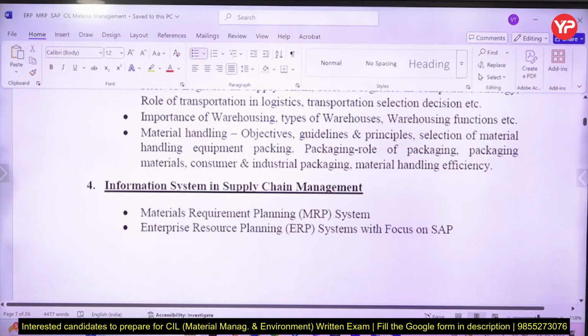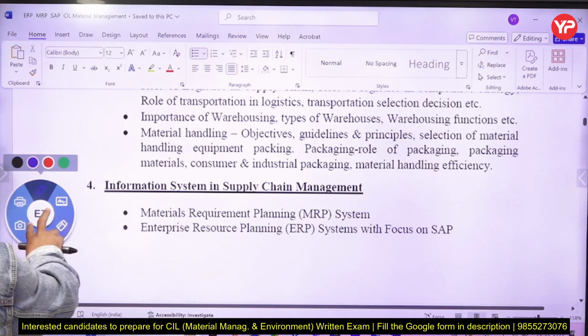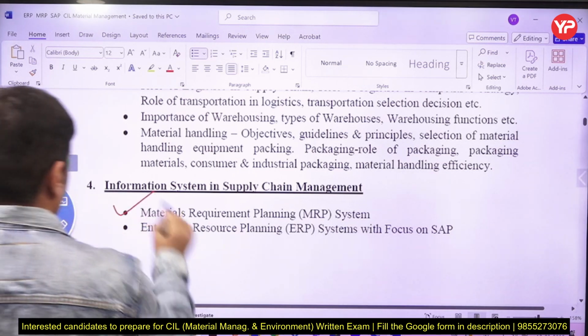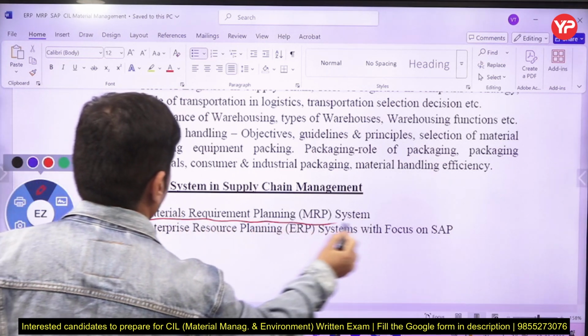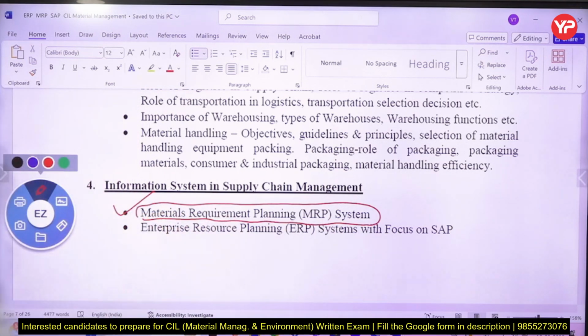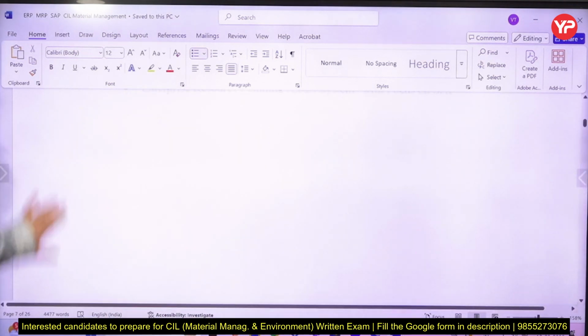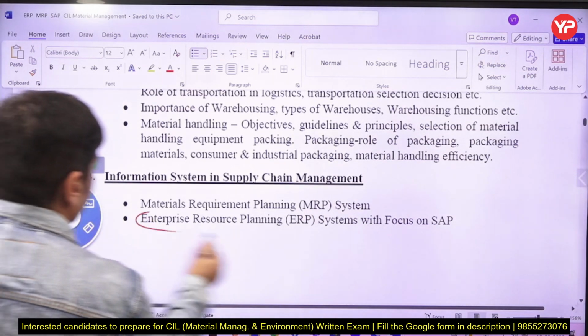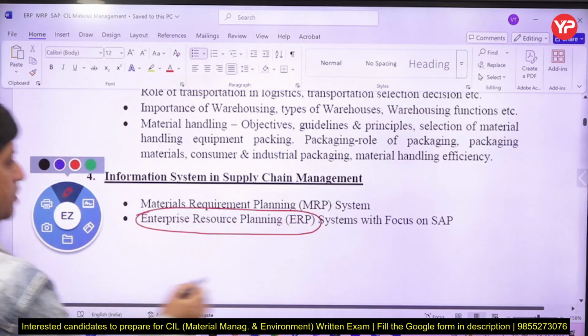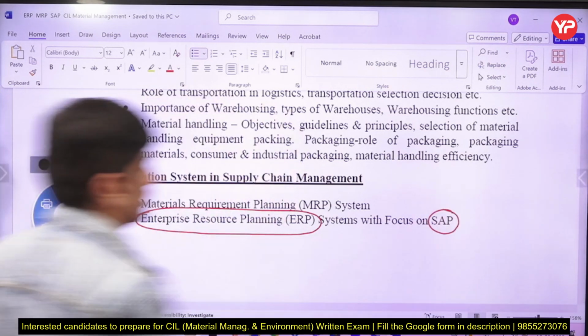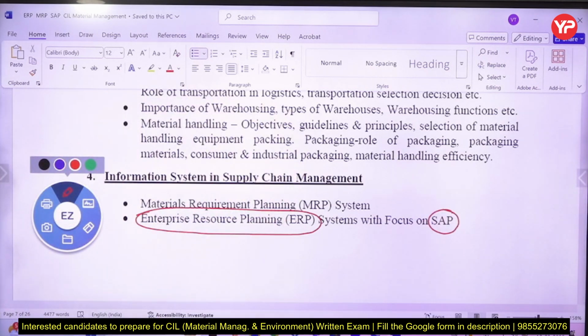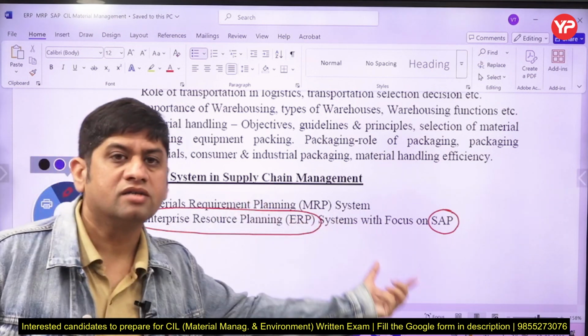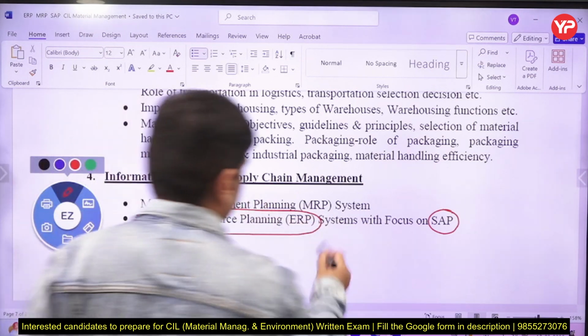So my today's lecture is about information system in supply chain management, and I'll be discussing material requirement planning, MRP. So let's discuss that. Next, sorry, not material requirement planning, today I'm going to discuss enterprise resource planning, and the next lecture will be material requirement planning. So SAP will be third. So I'm planning to cover this entire topic in 3 lectures: ERP, MRP, SAP and something like CRM.